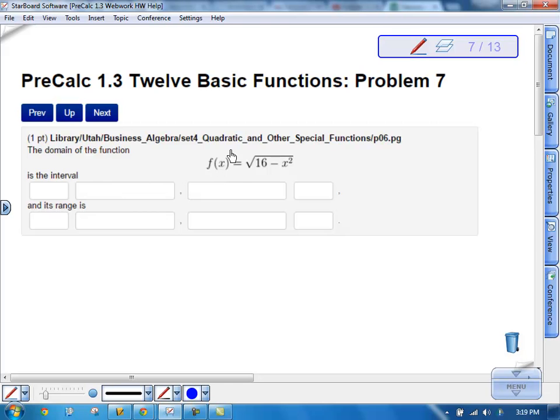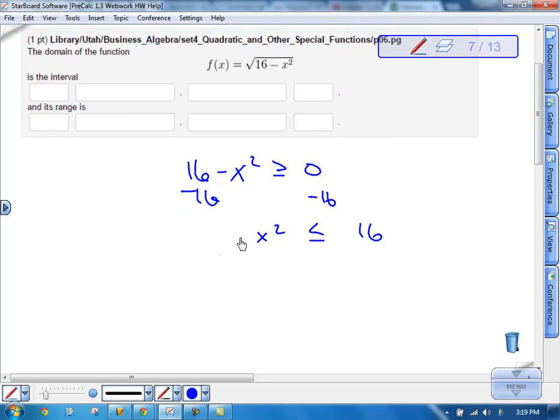Okay, the next problem gives us this function and wants us to give us the domain. So we know what's inside here. 16 minus x squared has to be greater than or equal to 0 because we can't have negatives underneath radicals. So if you subtract 16, you get negative x squared is greater than or equal to negative 16. If you divide through by a -1 or multiply by a -1, however you want to do it, that gets rid of the negatives, but you have to switch the inequality because whenever you divide or multiply by a negative, you have to switch the sense of the inequality.